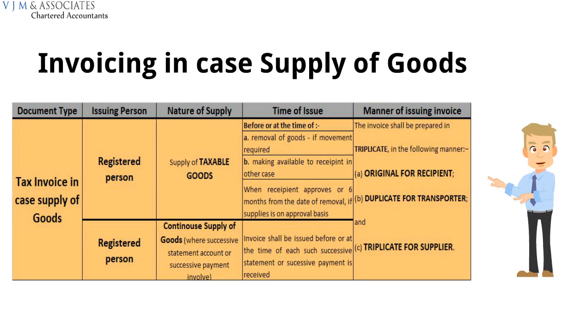When a registered person is involved in the continuous supply of goods, the tax invoice shall be issued at the time of or before each successive statement of account is issued or successive payment is received. The tax invoice will be issued in triplicate: original copy for recipient, duplicate copy for transporter, triplicate copy for supplier.